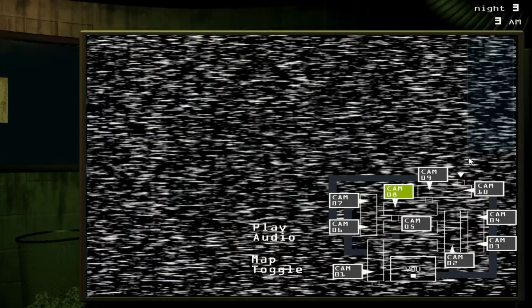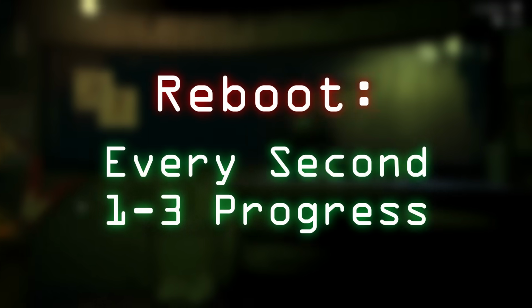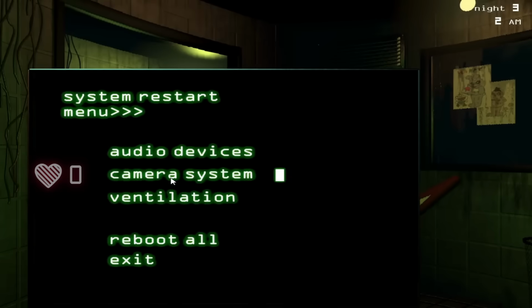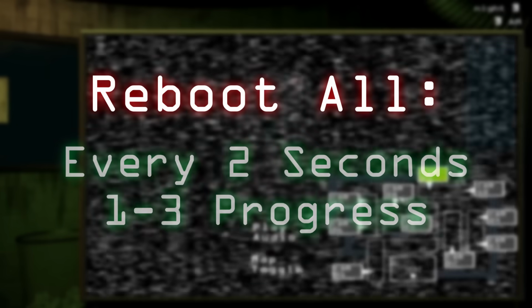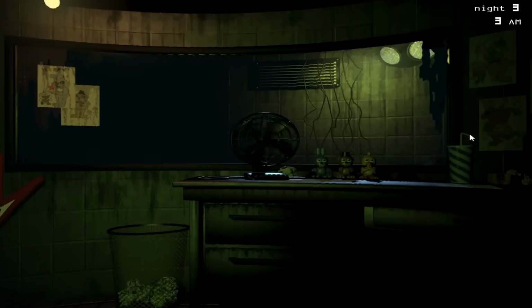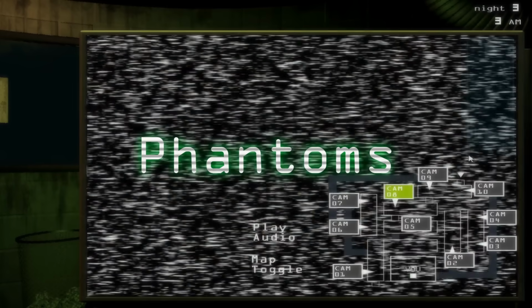Next, let's also talk about system reboots. When you start rebooting a single system, every second the game will pick a random value between 1 and 3 and add it to a progress counter. Once that progress counter reaches 10, the reboot process will finish. This means that rebooting a system can take from 4 seconds up to 10 seconds. When you reboot all systems at once, however, the only difference is that the progress value will be incremented every 2 seconds. So rebooting all systems takes twice as long as rebooting a single one.